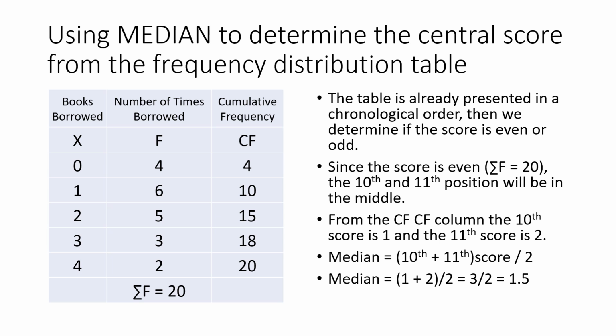Checking the rate at which books are borrowed, this particular 1.5 represents a central score for books borrowed. They borrow more than one book per week, but not up to 2.